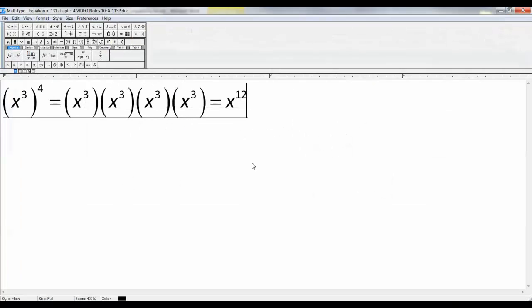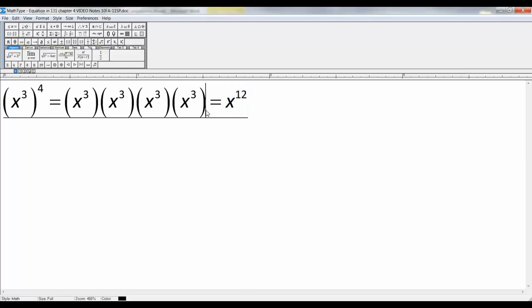We got cut off there with the last one, so let's look it over here. So what do you do when it's x to the third to the fourth? Now, a lot of students want to just add them, but that would be wrong because what's happening is you have x to the third times x to the third times x to the third times x to the third, 4 times. So that means you have three x's in this group, 3 x's in this group, 3 x's in this group, 3 x's in this group, which really gives you 12 total.